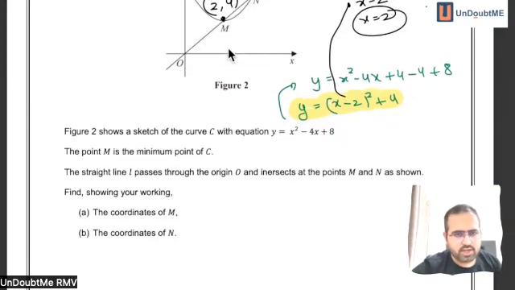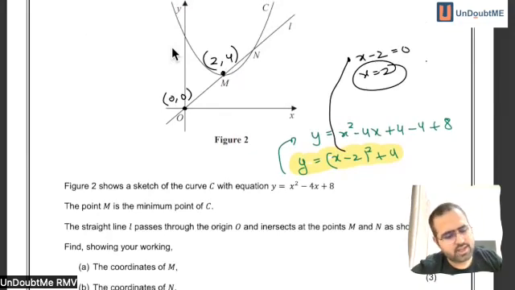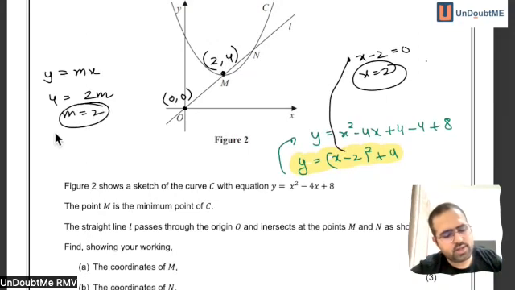Now the next thing is a line passes through the origin. Very important point. It is passing through the origin, so it is quite easy to get the equation of the line. A line passing through the origin is always of the type y is equal to mx. I will put 2 and 4 over here to get the m value. So 4 is equal to 2m, m is equal to 2. I got the value of m, and the equation of the line will be y is equal to 2x.